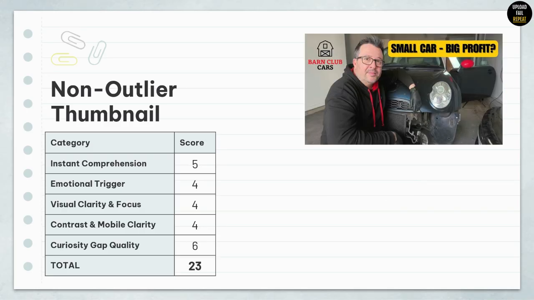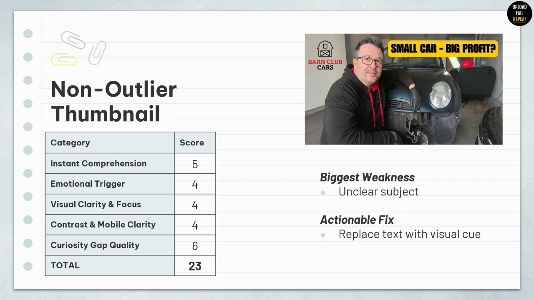Let's have a look at the non-outlier thumbnail now. For the same categories, I've given it a score of 5 for instant comprehension, for emotional trigger 4, visual clarity and focus 4, contrast and mobile clarity 4, curiosity gap quality 6, and a total of 23. So this is much lower scoring, and I think it's self-explanatory again. The biggest weakness here is an unclear subject. Not sure if you're looking at the creator or the car itself. And the actionable fix is to replace text with visual cues. So pointing an arrow at the car, taking the subject out, making the thumbnail a bit clearer, taking away the logo, for example. All those are just suggestions.